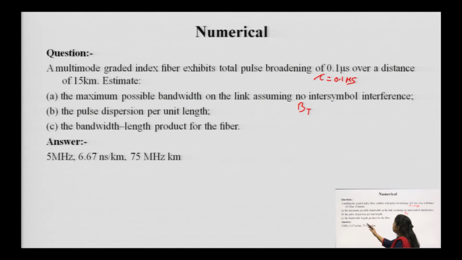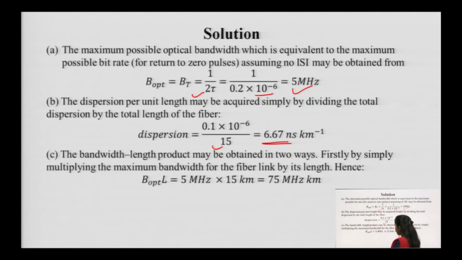And the third question, the bandwidth length product for the fiber. Already we have calculated the bandwidth as 5 megahertz and the length as 15 kilometers. By taking the product of that, we can get the bandwidth length product. So, this is a very simple numerical which depends only on the values and the formulas.